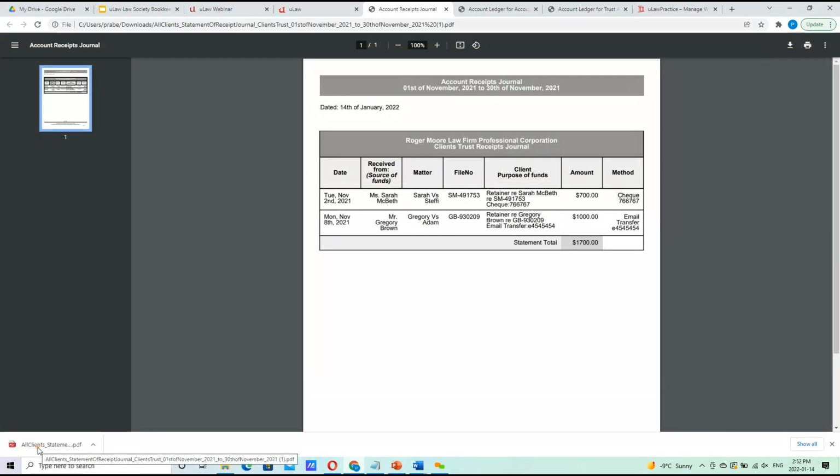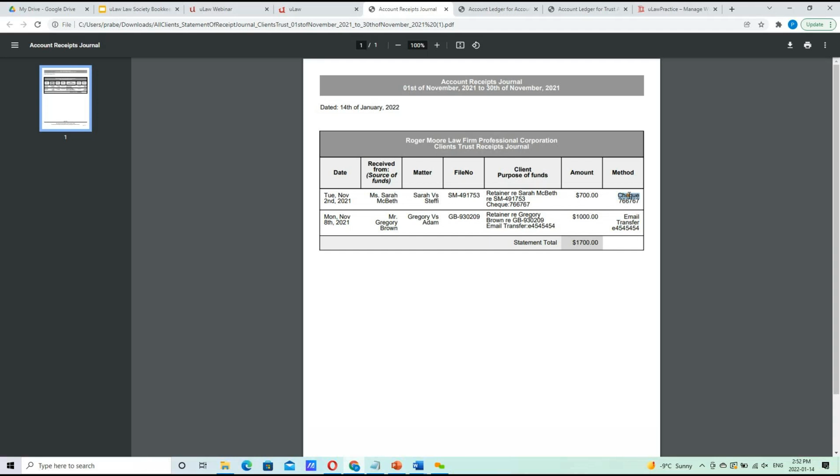And here are the 2 financial transactions in the month of November where money came into the trust account. There was a $700 retainer from Sarah Macbeth through a check. So that's the method, the added storytelling within a journal. And importantly, if you look at the purpose of the fund, it clearly tells you why that $700 was paid. It was through a retainer. And who paid for it, the source of funds, was Sarah Macbeth. If Sarah's father, mother, or brother paid for it, this would show their name, because the retainer is then made in their name. Okay?